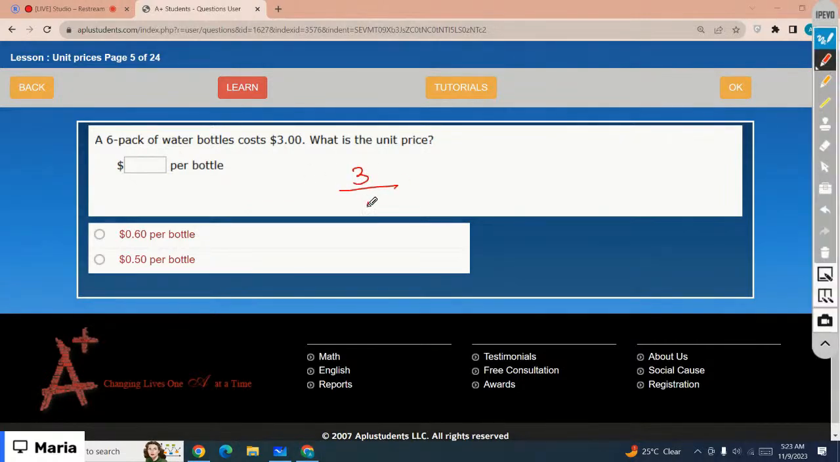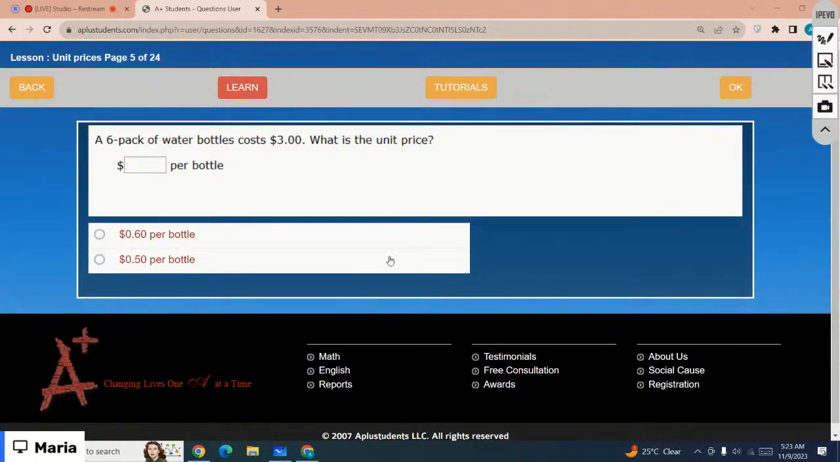total packs, 6. So 3 divided by 6 is $0.50 per bottle. That means the cost of one bottle is $0.50. Got it? So option number 2 is the correct option. That would be $0.50 per bottle.